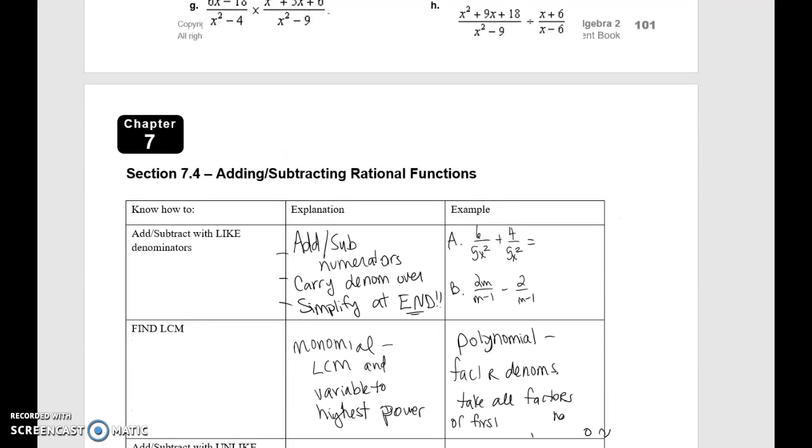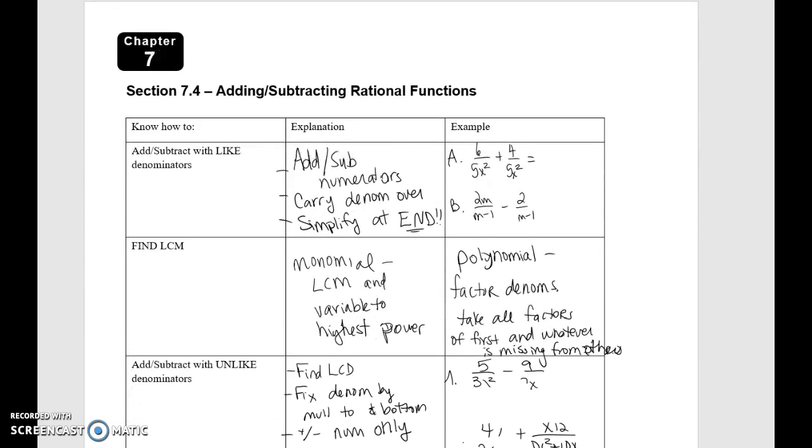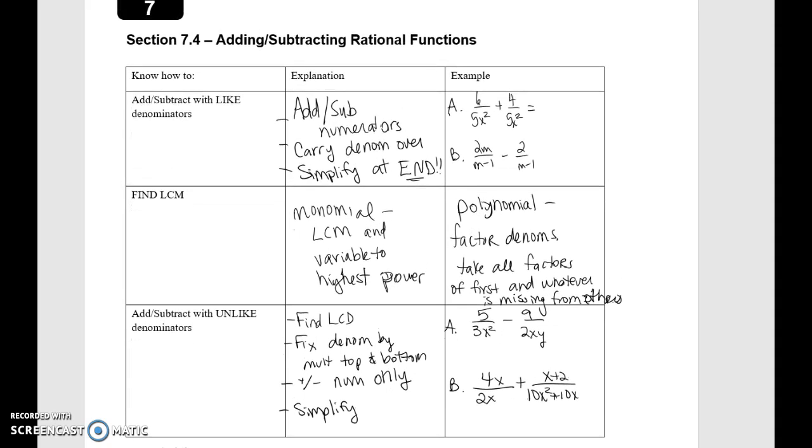Next, 7.4, adding and subtracting. Now, when we're adding and subtracting like denominators, it's very easy. Just go ahead and add or subtract the numerators, carry the denominator over, and wait to simplify to the end. So try A. Don't forget to simplify A. Now try B.